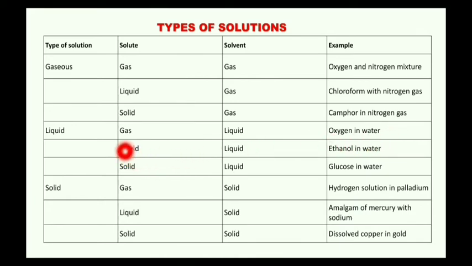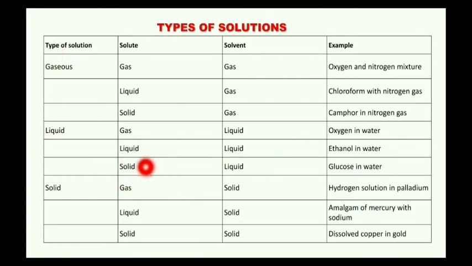Similarly, the second type of liquid solutions is liquid-liquid, where both the solute and the solvent are in the same state, that is both of them are in liquid state, where the solute, that is ethanol, which is in liquid state, is dissolved in water, which is the solvent, that is also in liquid state. So both liquid and liquid is nothing but both the solute and the solvent are in liquid state. Example is ethanol in water. This is also an example of liquid solutions.